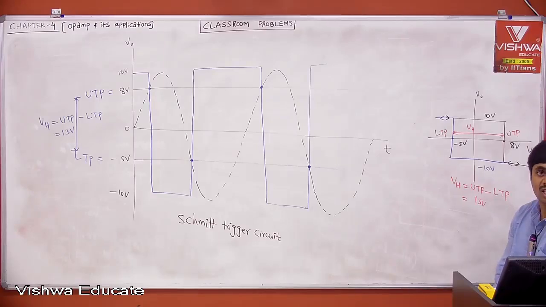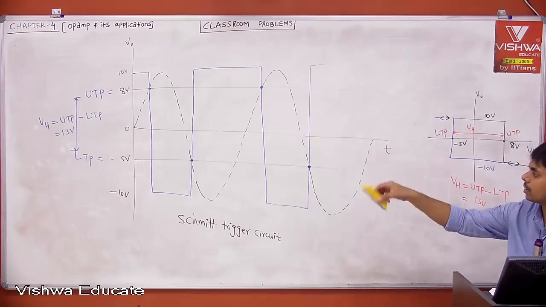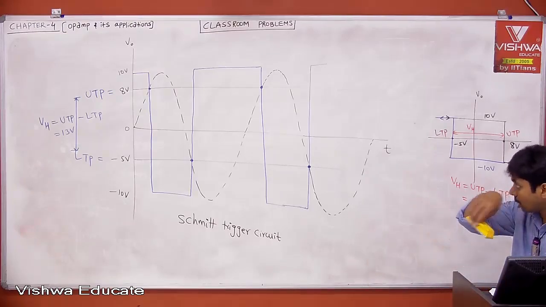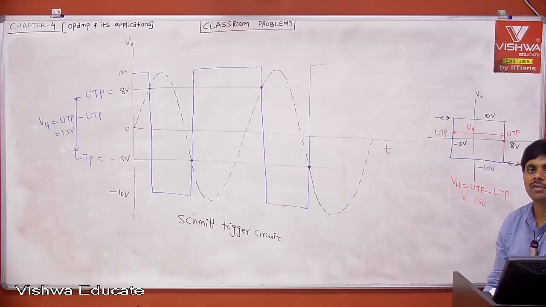Now problem number 16. And if you see the square wave, duty cycle is nothing but what? On time divided by off time plus on time, or on time divided by total period. Out of total period, the on time is more than half of the period. Therefore, more than 50% duty cycle.